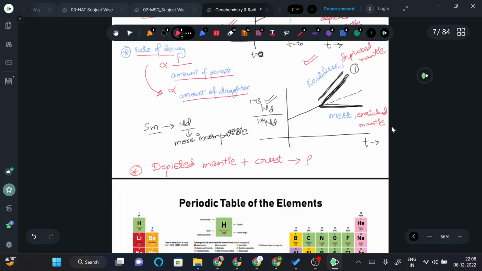This is primitive mantle. We call it primitive mantle. This is just a basic thing. I just mentioned it over here.